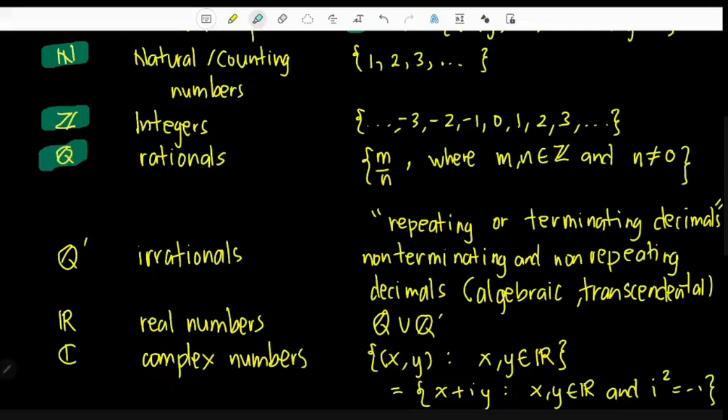Q denotes the set of rational numbers. So rational numbers are quotients of two integers where the denominator is not zero. So that's m over n for all integers m and n such that n is not zero. So it's very important that n is not zero. On the other hand, Q prime denotes the set of irrational numbers. So what are irrational numbers? These are non-terminating and non-repeating decimals.